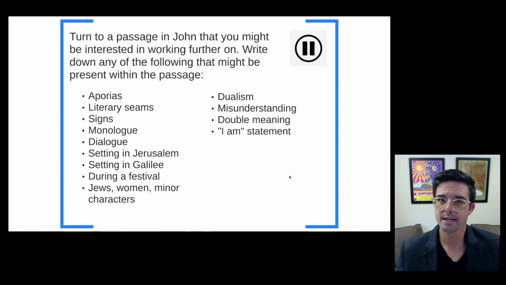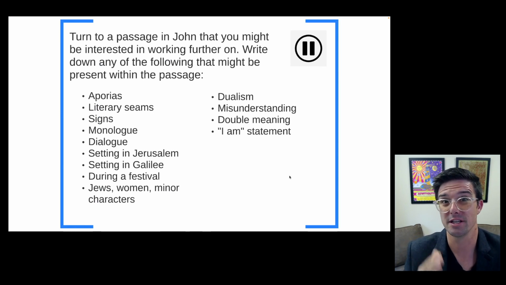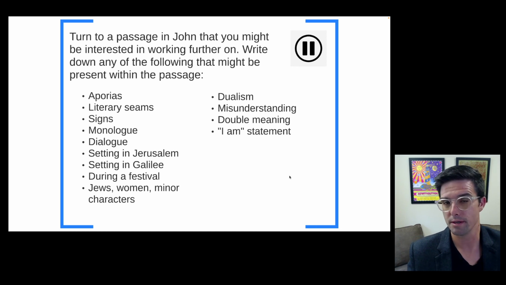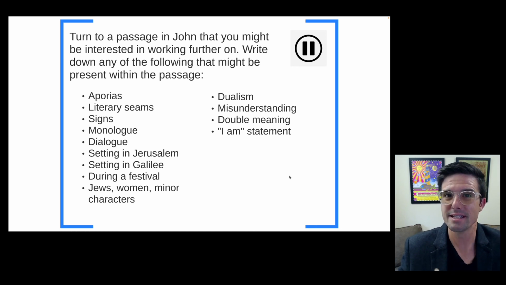And I want to close us out by asking you to go and look for them in the passage that you might be interested in working on this semester. So I've mentioned before that you should try and choose a passage that you are consistently working with. Oftentimes in these lecture pauses and for assignments, I'm going to be asking you to do particular things. So if you have not yet chosen a passage that you would like to consistently work on, you can begin this lecture pause by trying to identify one of those.